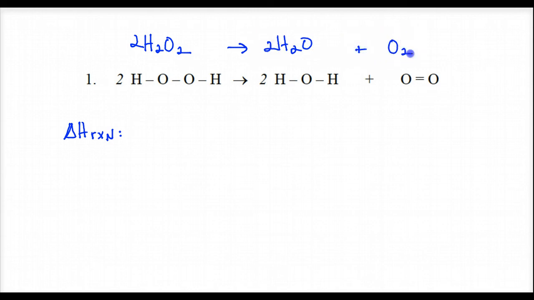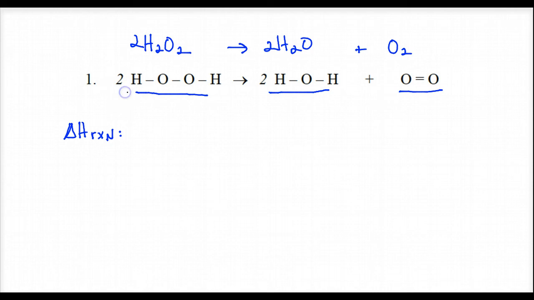This is O2. But I kept it this way so you can see the bonds. You can do Lewis dot diagrams to see this, but you have to be able to. So in any case, how do I do this? What was the energy it takes to break the bonds? Well, there are some bond energies here. So you have to identify the bonds.